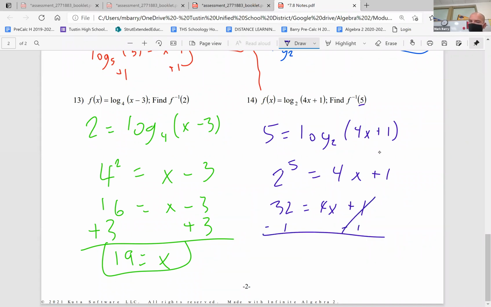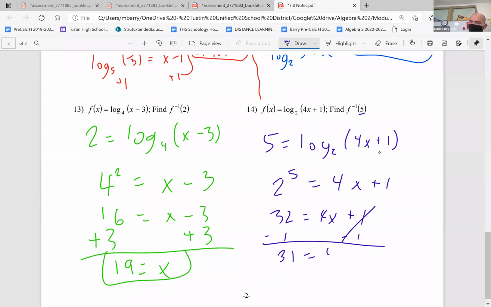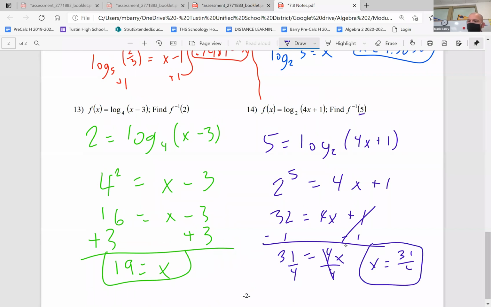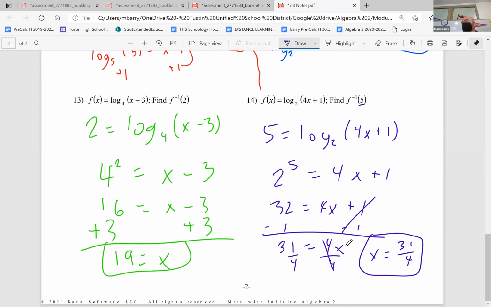Just subtract the 1. And so x equals 31 over 4. I would just leave that as a fraction. If you really wanted to use the decimal, I think it's 7.75 probably, something like that. But I would just leave it as a fraction. Awesome. Okay.